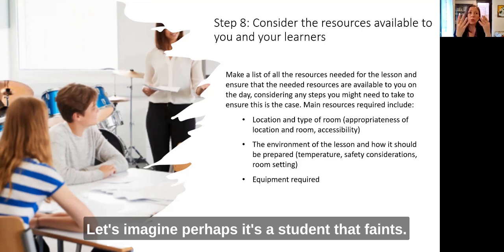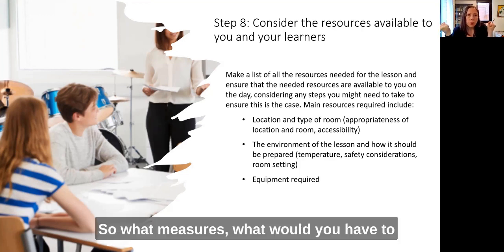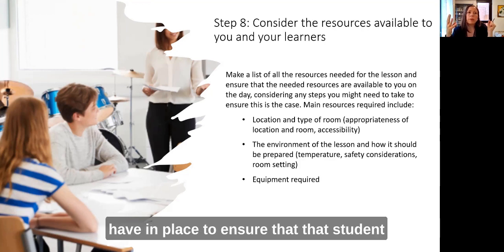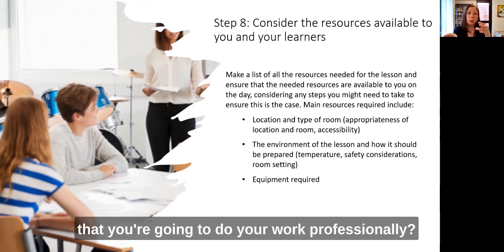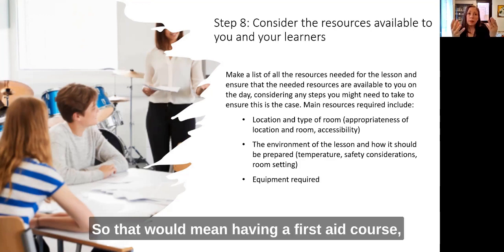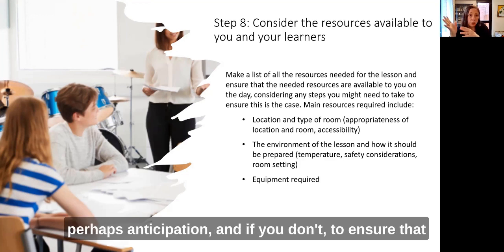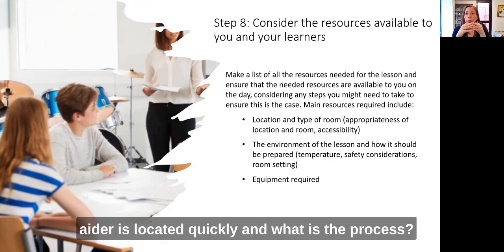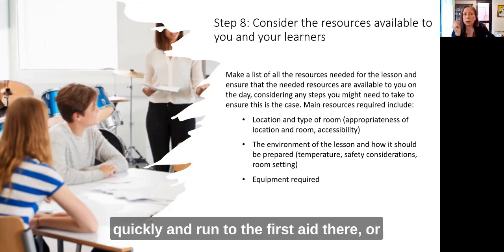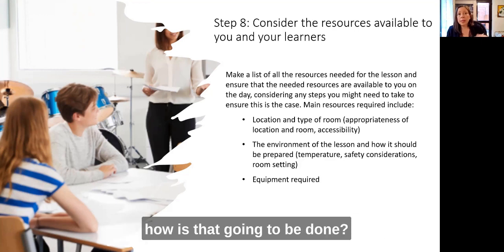Let's imagine perhaps it's a student that faints. So what would you have to have in place to ensure that that student's going to be fully well supported and that you're going to do your work professionally? So that would mean having a first aid course, perhaps, and certification. And if you don't, to ensure that in that school, you know exactly where the first aider is located quickly, and what is the process? Are you going to ask one student to go quickly and run to the first aider? Or how is that going to be done?